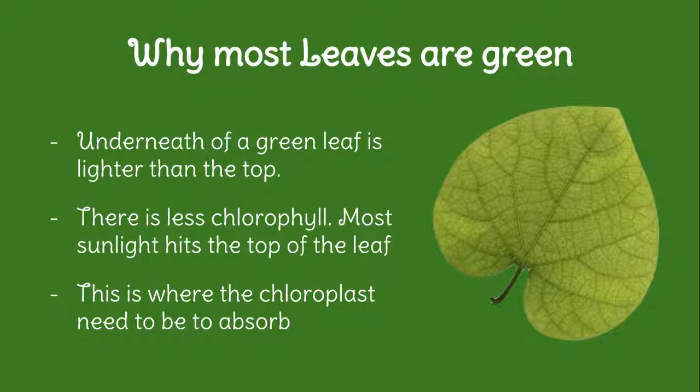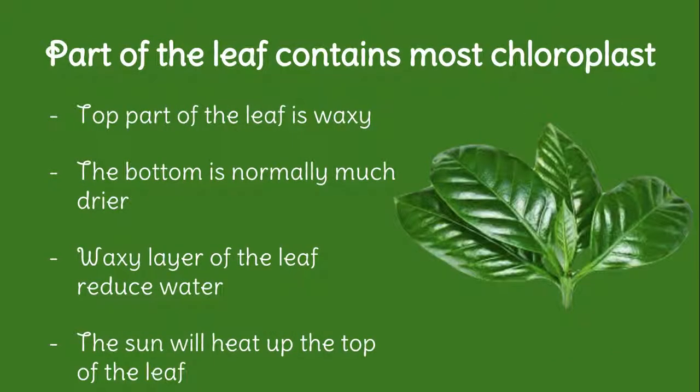Why are most leaves green? The underneath of a green leaf is lighter than the top. This is because the cells in the bottom of the leaf contain fewer chloroplasts, which means there is less chlorophyll. Most sunlight hits the top of the leaf, so this is where the chloroplasts need to be to absorb as much sunlight as possible. This part of the leaf contains the most chlorophyll.